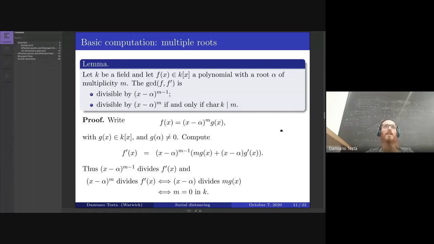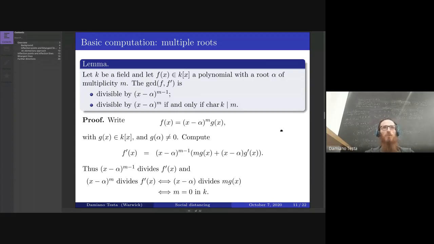So we want to highlight, or convince ourselves, that the characteristic of the field and the multiplicity m matter. If the characteristic divides the multiplicity, then something special happens, and we can detect this. And we want to detect it geometrically. So what is the GCD of f and f prime?